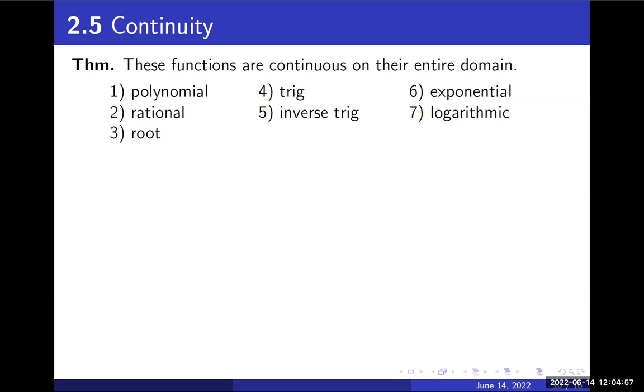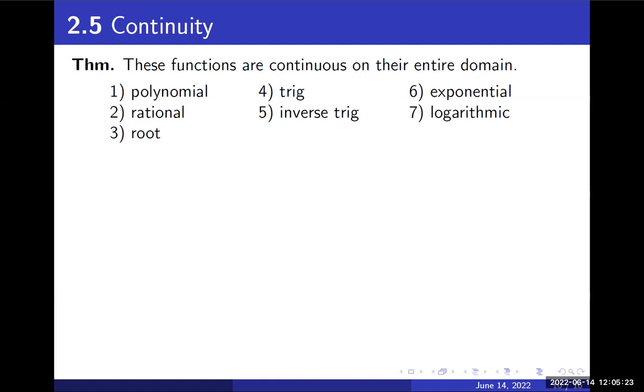You might think, wait a second, a rational function, we dealt with something like that earlier, and it had a hole and a vertical asymptote. You know, we saw that before. Yes, but those values were not in the domain of that rational function. So there's kind of a nuance here. We're saying these are continuous on their domains.